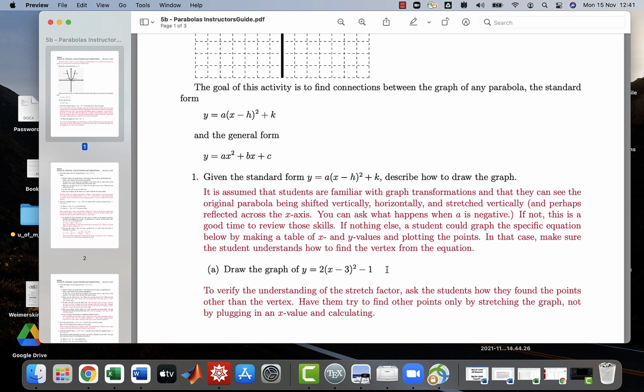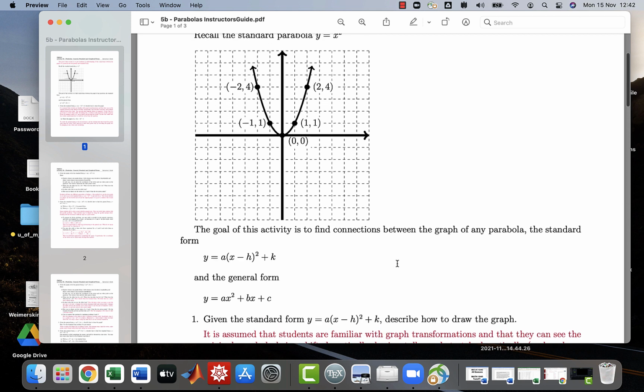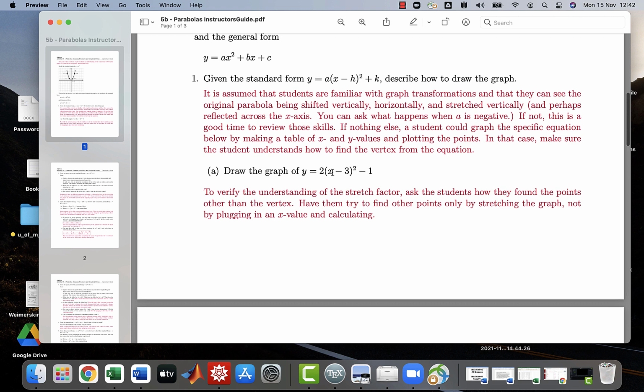Worthwhile to ask the students, okay, when you look at this, do you know where the vertex is? You should be able to see that the vertex is at 3, -1. And then what are the other points on the parabola? Whether they do it by hand or Desmos, good to review this stretch factor idea that we go over 1, up 1. We go over 2, up 4. So from the vertex, we go over 1, up 1. Oh, wait, we don't. So maybe you draw this unstretched first and then stretch everything.